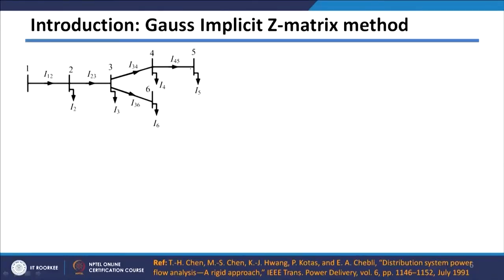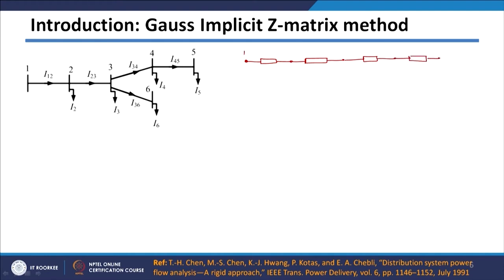We already discussed it. Now today we are going to see another method, that is the Gauss implicit Z matrix method. This method is based on the superposition theorem. Before going to the superposition theorem, suppose you have this system here, again that same system of 6 buses, and then various currents are shown in this figure. If you model this system as a circuit, it will look something like this. This is node number 1, then impedance Z12, node number 2, this node number 3, then node number 4.